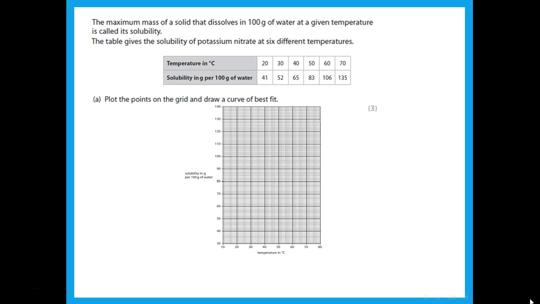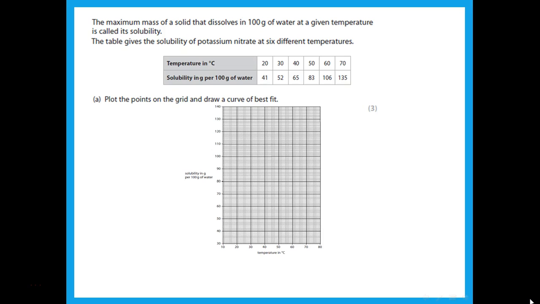Okay, the maximum, this is another question. The maximum mass of a solid that dissolves in 100 grams of water at a given temperature is called its solubility. So actually this is the definition of solubility. Solubility is the maximum mass of a solid that dissolves in 100 grams of water at a given temperature. Because remember we said solubility changes with temperature in most cases.